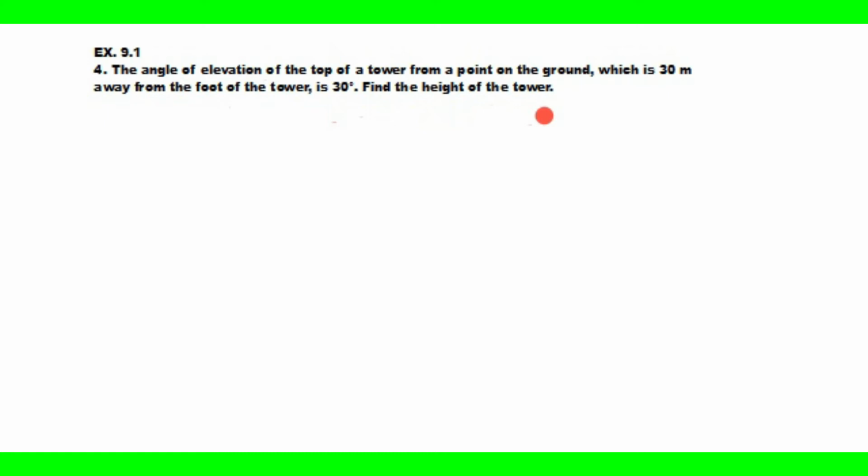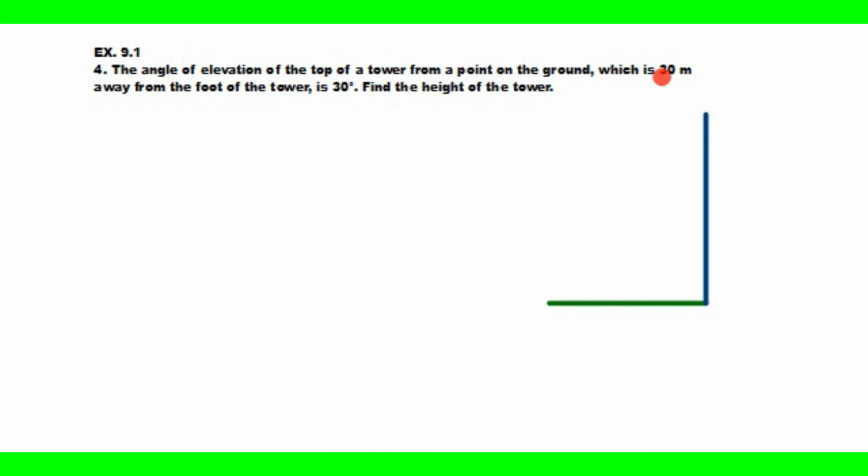So first of all, you have to read the question very carefully and draw the proper figure. Here, the angle of elevation of the top of a tower from a point on the ground means there is a tower. So first of all, we have to draw a tower on the ground. Let this be the ground level, and here we are taking a tower. Let this be the tower, vertically on the ground.